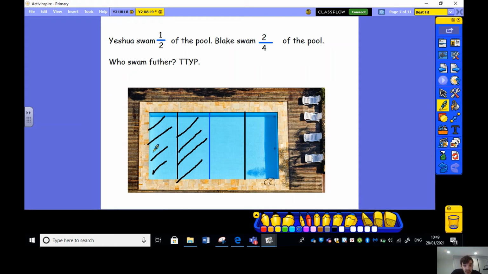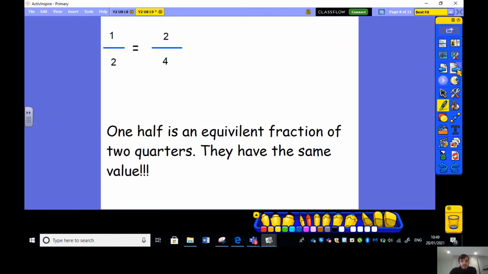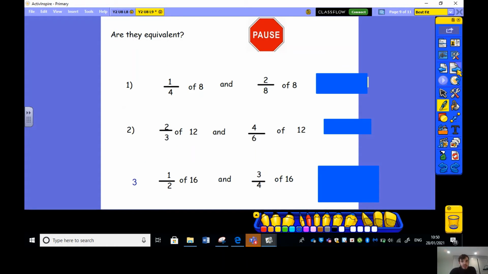Yeshua swam 1/2. And we can see it is the same amount. So no one swam further because 1/2 and 2 quarters are equivalent fractions. Really, really well done. Must say it one more time. 1/2 is an equivalent fraction of 2 quarters. They have the same value. So are they equivalent?